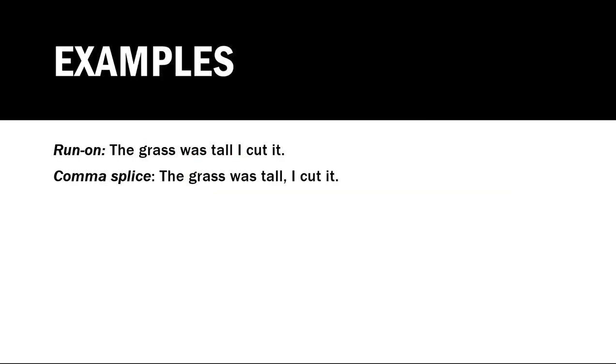Let's take a look at some examples. A run-on sentence error would look something like this. The grass was tall I cut it. This has an independent clause, the grass was tall, and another independent clause, I cut it. However, there's no punctuation or conjunction connecting these two sentences. However, trying to correct the run-on by simply placing a comma between the two sentences is a comma splice, and it's also incorrect.